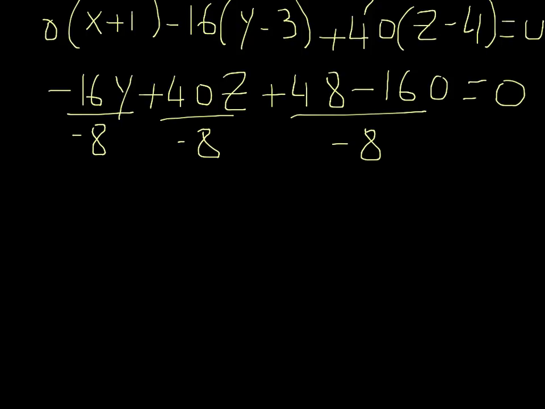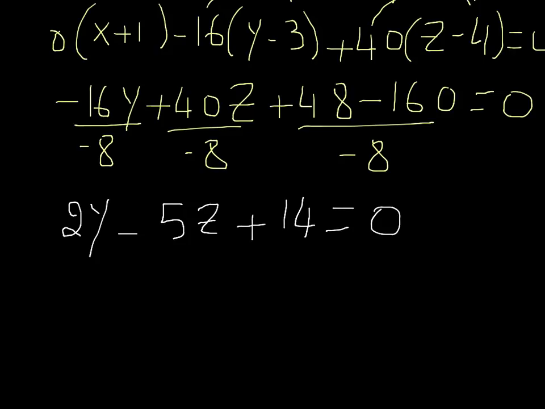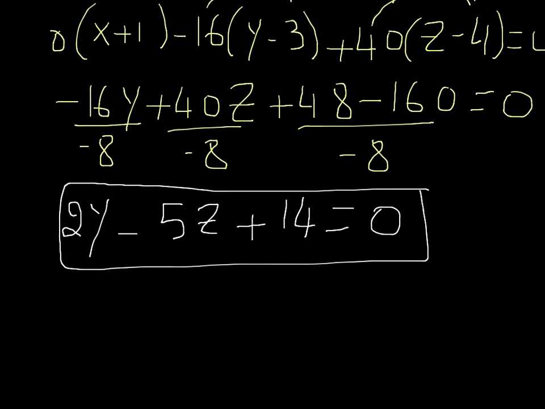Okay, dividing by negative 8, this will get you 2y. This 40 divided by negative 8, negative 5z. And this one, if you divide by negative 8, will be plus 14 equal to 0. This is the equation of that plane. Done.